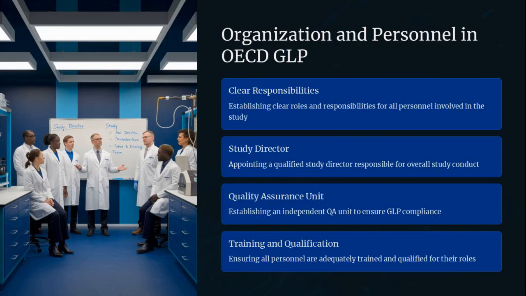Organization and personnel in OECD GLP involve establishing clear roles and responsibilities for all personnel involved in the study. A qualified study director is appointed, responsible for overall study conduct. An independent QA unit is established to ensure GLP compliance. All personnel are adequately trained and qualified for their roles.